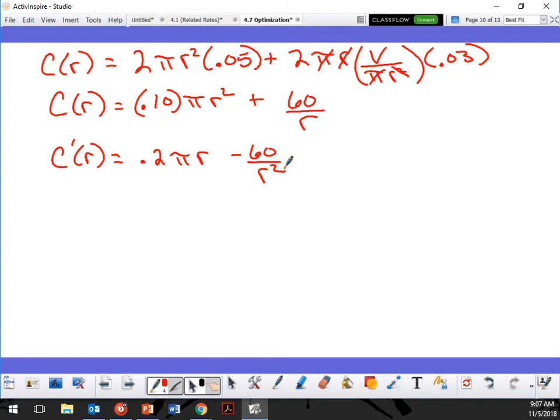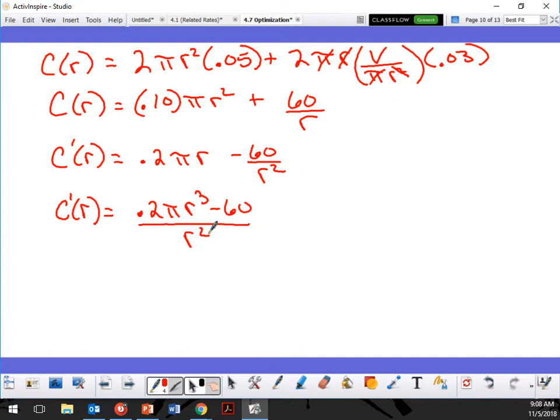And what am I trying to maximize for? The r, right? So maximize, minimize. Where do mins and maxes always happen? At a 0, when the slope is 0. So I need to set this equal to 0, but to do that, I'm going to want a common denominator. So let's algebra this a little bit. This is missing an r squared in the bottom, so C prime of r is equal to, times r squared over r squared, 0.2 pi r cubed minus 60 over r squared.